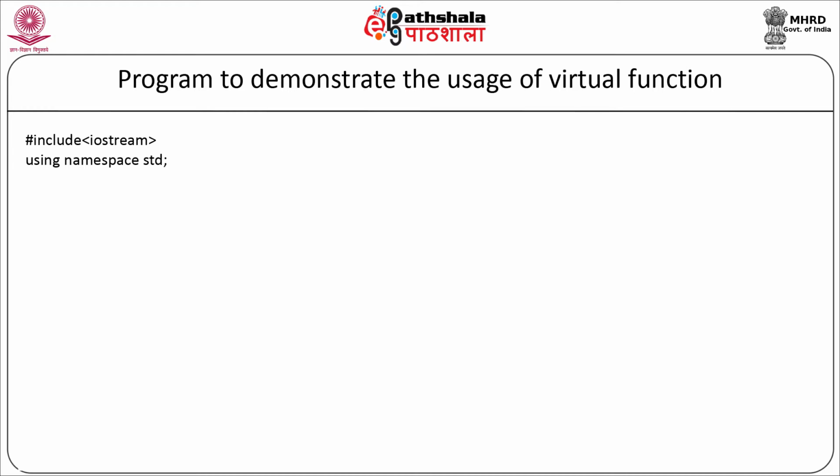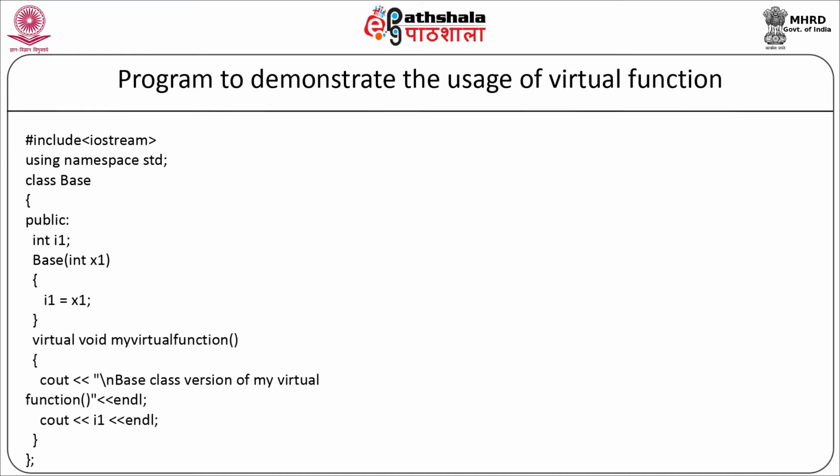We will start with our class definition. Class base, public colon, integer I1. We will declare the constructor here as base(integer x1) { I1 = x1; }. Now we are going to declare the virtual member function here as virtual void my_virtual_function, and the code will be cout "base class version of my virtual function" endl, cout I1, end of the virtual function and end of the class.